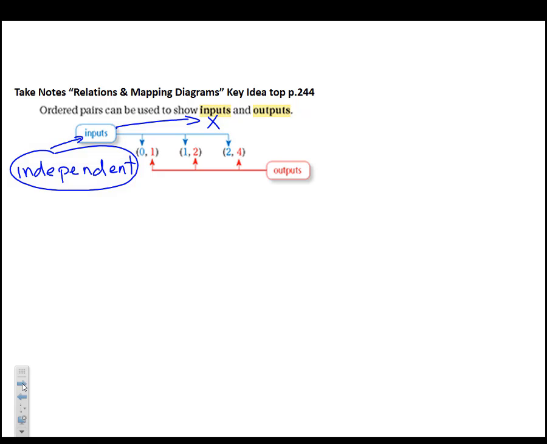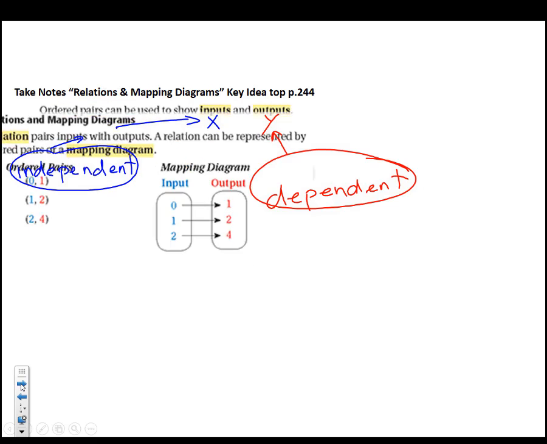Independent variable. And then our outputs are Y, and they are our dependent variable. So outputs are dependent. We don't know what our output is until we have something to put in it. So our independent variable is the input and our dependent variable is the output. Ladies and gentlemen, you're looking, you're listening.